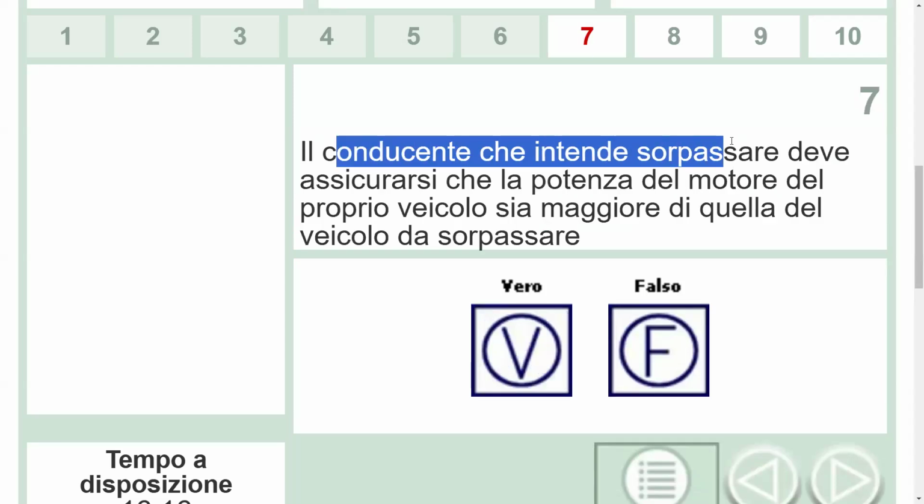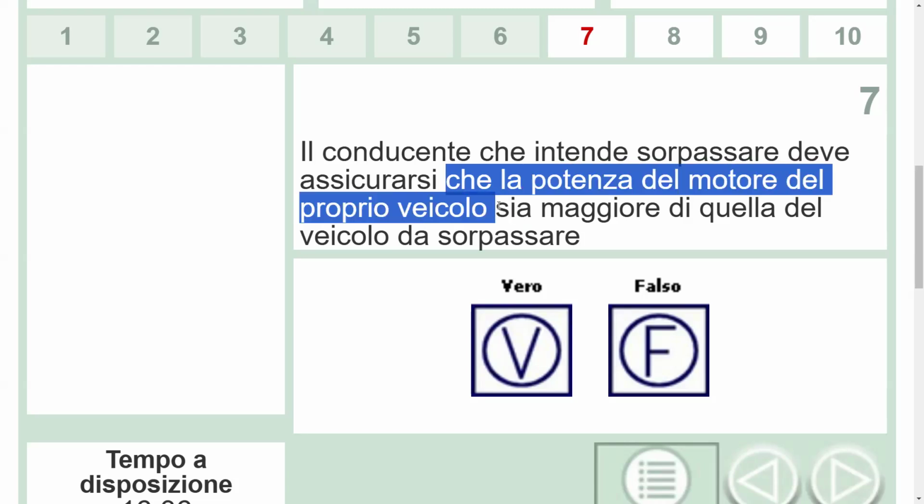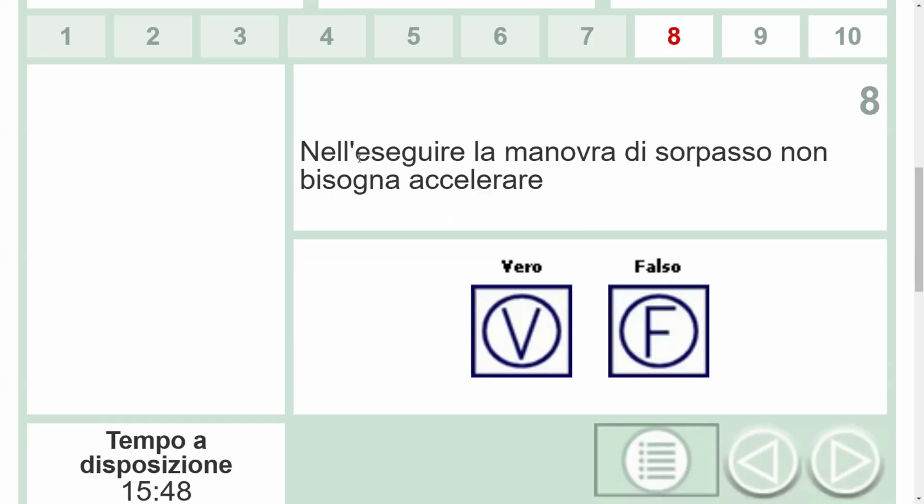Il conducente che intende sorpassare, the driver who intends to overtake, deve assicurarsi, he must ensure, che la potenza del motore del proprio veicolo, the strength of his motor, sia maggiore, more than that of the vehicle you're trying to overtake. No, not necessary. Even a Cinquecento can overtake a Ferrari if he's going faster. So this is falso. Nothing depends upon the potenza of a vehicle, okay? This is falso. Let's move on.